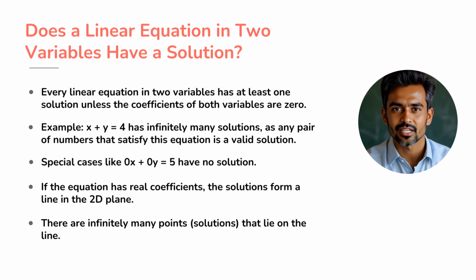This happens when the equation is contradictory, like 0x plus 0y equals 5. This equation can never be true because there's no set of values for x and y that will satisfy it. So while most linear equations do have solutions, there are rare cases where there are none.